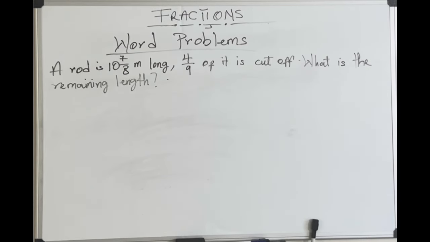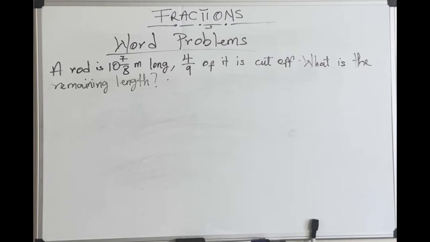So we jump to word problems. Some problems actually require good knowledge of fractions to work them out. So let's see this example. A rod is 10 whole number 7 over 8 meters long. 4 over 9 of it is cut off. What is the remaining length? With this, we have two ways of solving it. I'll give the first method and then also the second method, and then you pick whatever works best for you.